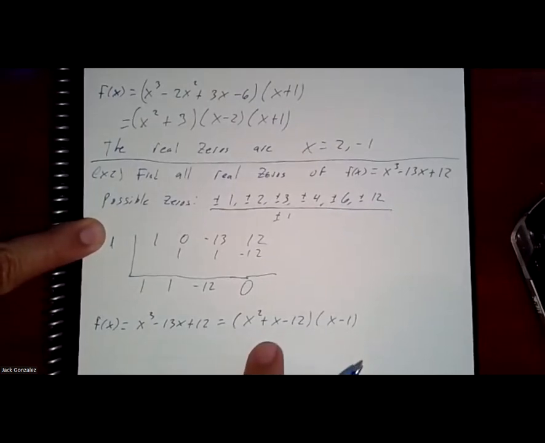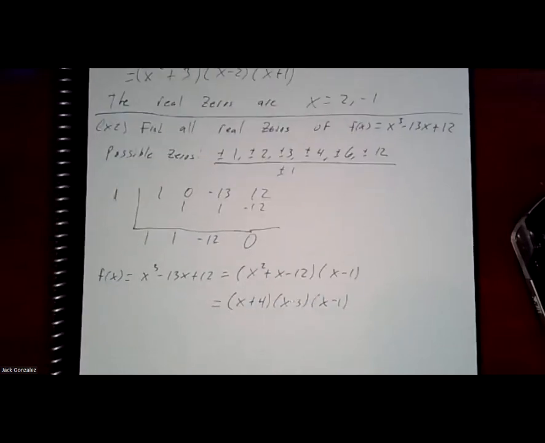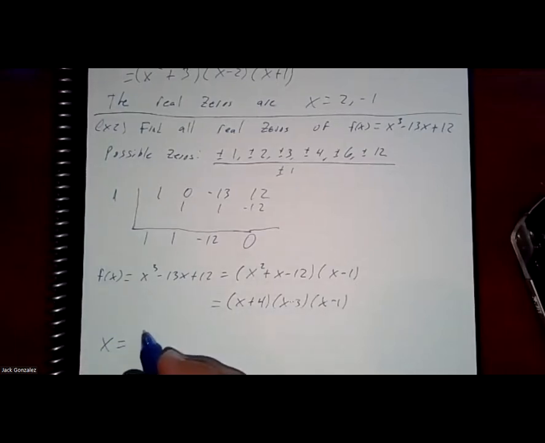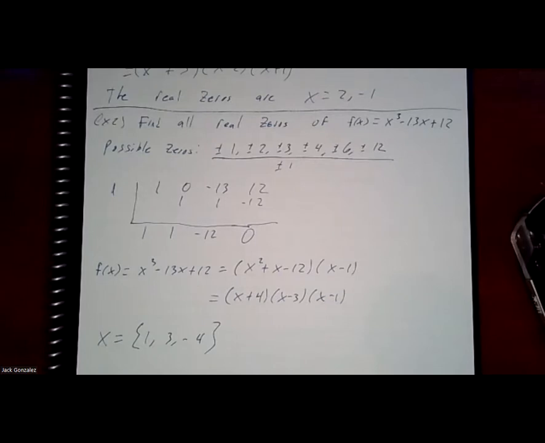So now just factor this with trial and error, the factoring techniques from basic algebra here. Plus 4, minus 3. So there's the 3 factors. So the zeros, right, would be 1, 3, and negative 4. And that's how they got these answers here.